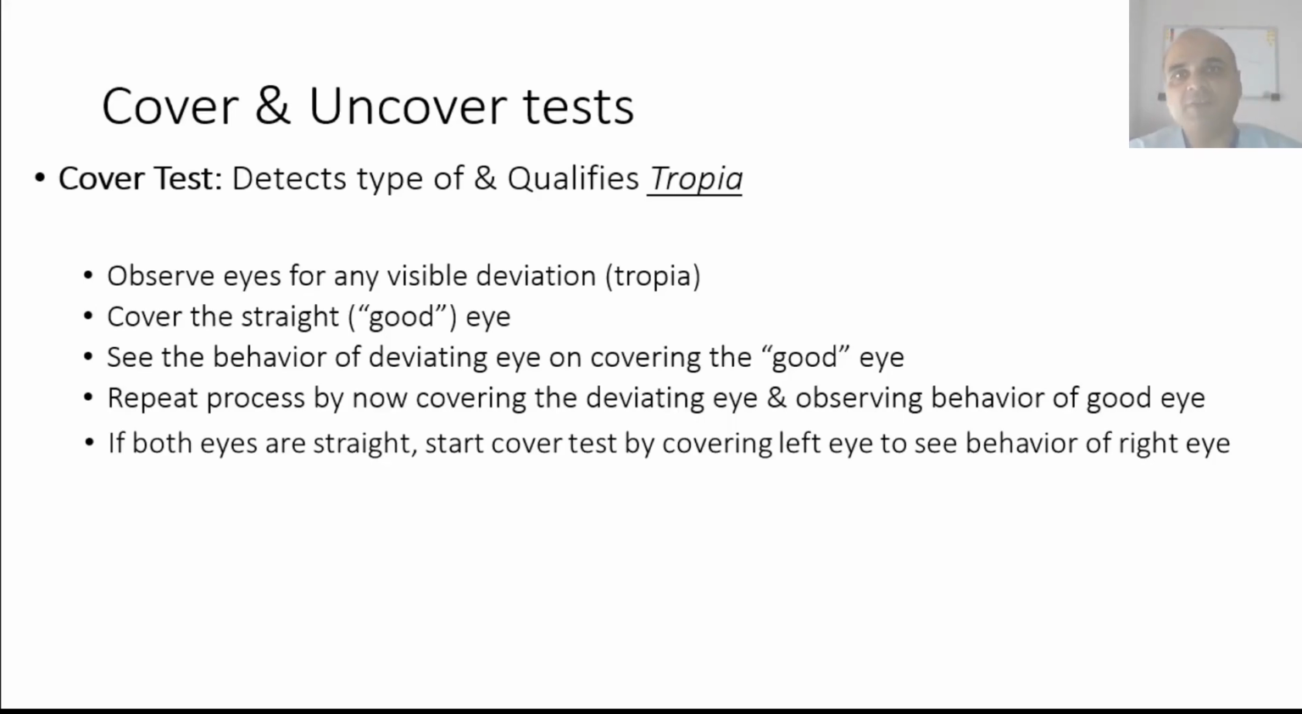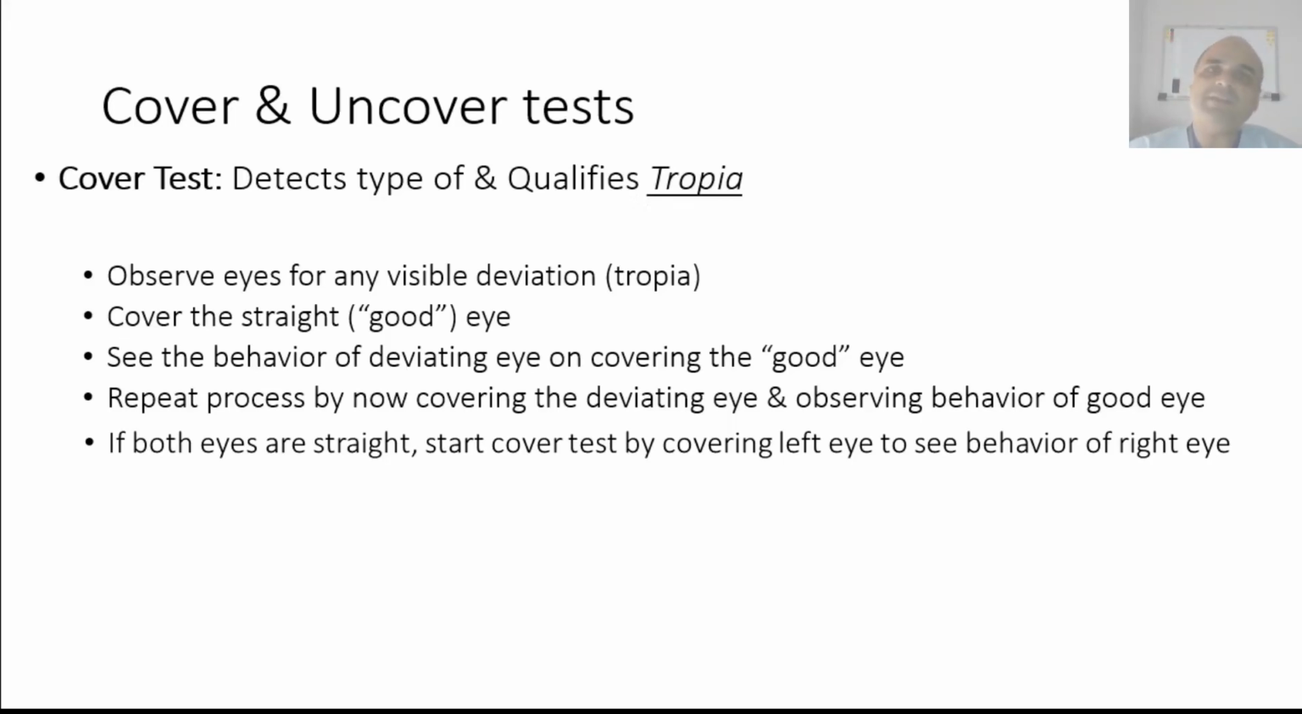So if you're starting from a cover and uncover test and you don't know whether there was any pre-existing deviation because you didn't do the corneal reflection test or the Hirschberg test, the first thing you do when you sit down is to look at the patient and see if there is any obvious deviation. If you see any obvious deviation, you cover the good eye. By good eye, I mean the straight eye, and see what the bad eye does. See the behavior of the bad eye. By bad eye, I mean the deviating eye. Because we want to qualify the tropia now. And what does behavior mean? I'll talk about it in a bit. And then you repeat the process for the other eye.